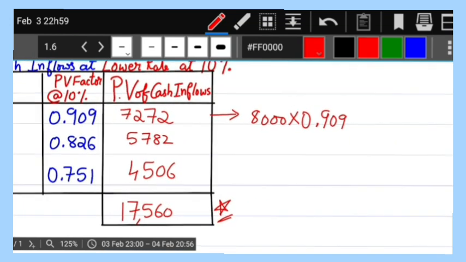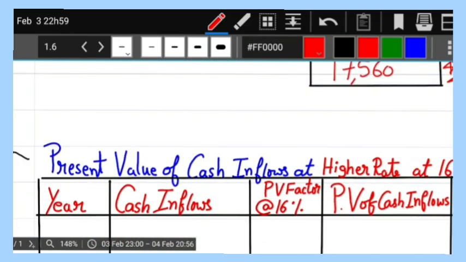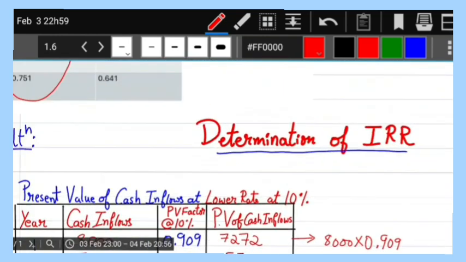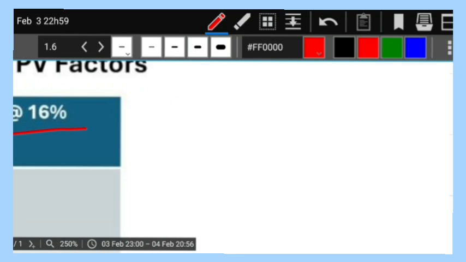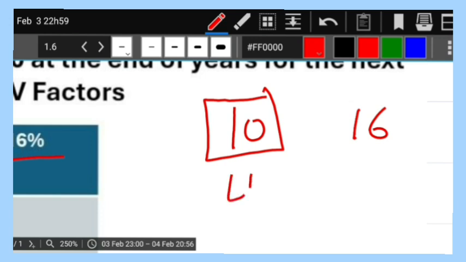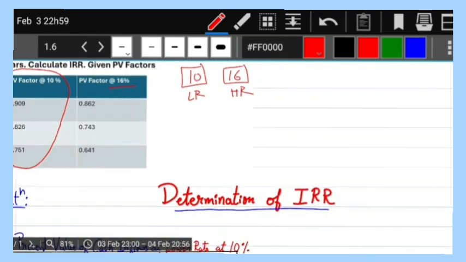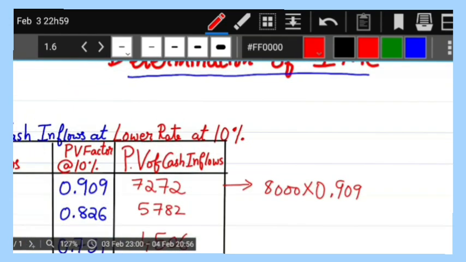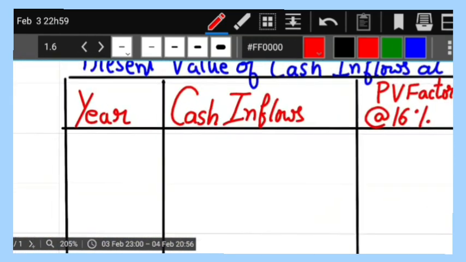Now let's find out present value of cash inflows at higher rate. So here higher rate is 16%. Now if I have to say 10% and 16%, whichever is high and low, this is basic common sense, right? So 10 is lower rate, 16 is higher rate. The same logic, no changes in that. So we have taken lower rate at 10%, higher rate at 16%. I hope there is no confusion regarding it.